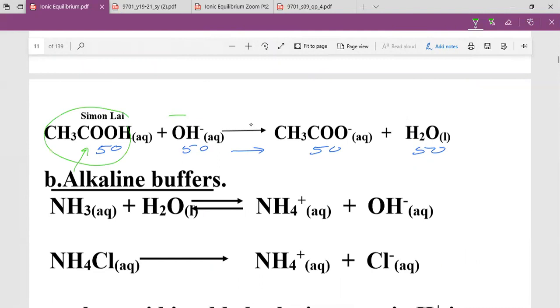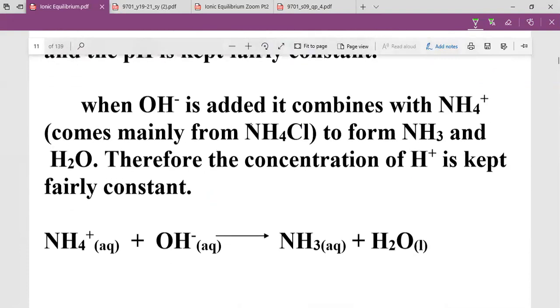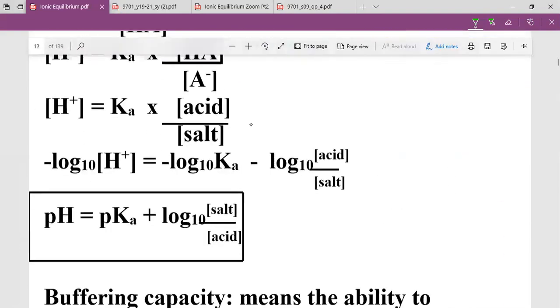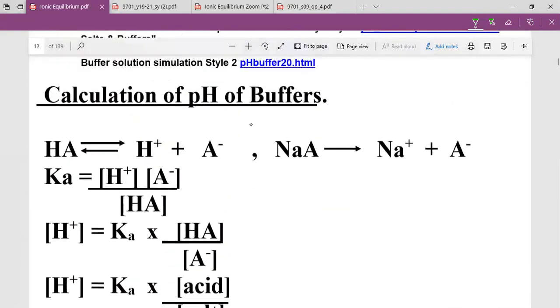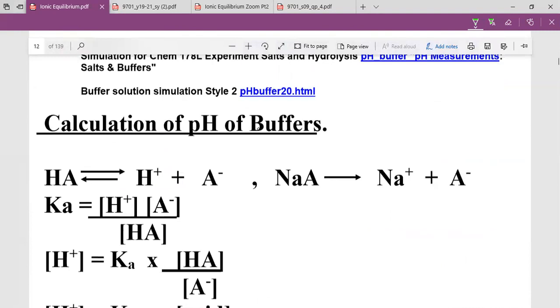Right. Now I want to go to the acidic buffer. So I want to show you actually how to calculate it, as a simple calculation first. Okay. Now, to calculate the pH of a buffer is very simple.